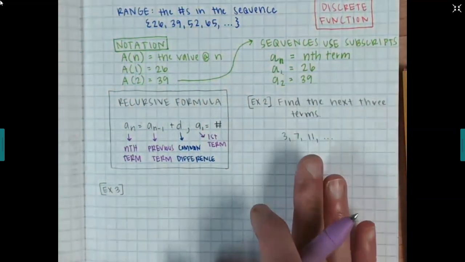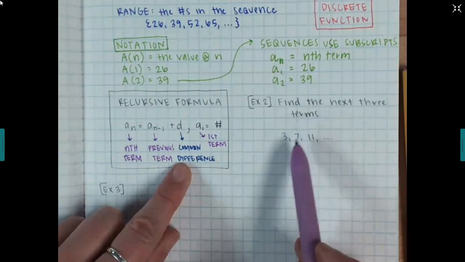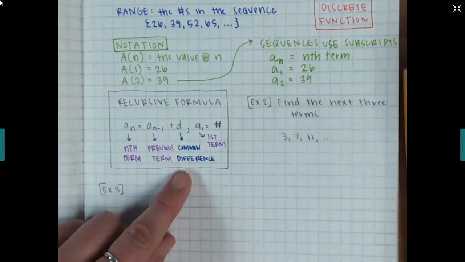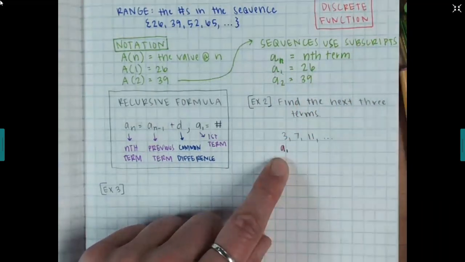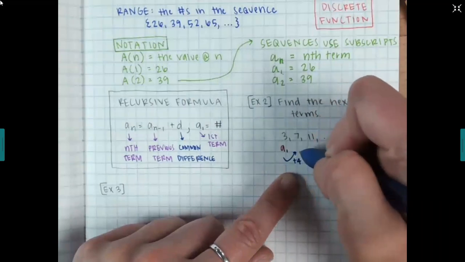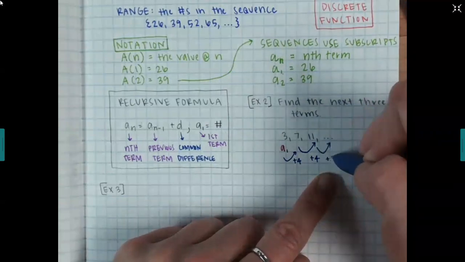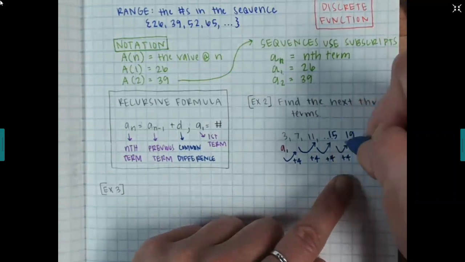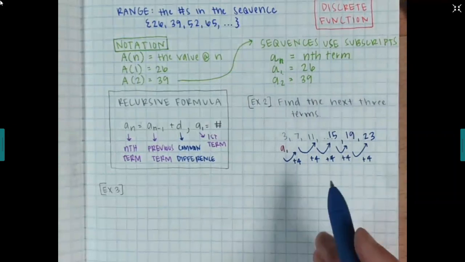Okay, so let's use the recursive formula, and we're going to find the next 3 terms of this particular sequence. So I know that a sub 1 here is the first term. So 3 is my first term. My common difference is, what do I add over and over again? Well, I'm adding 4 here. I also add 4 here. So if I find the next 3 terms, I'm going to continue to add 4. And I get 15. 15 plus 4 is 19. And 19 plus 4 is 23. So there's the next 3 terms.